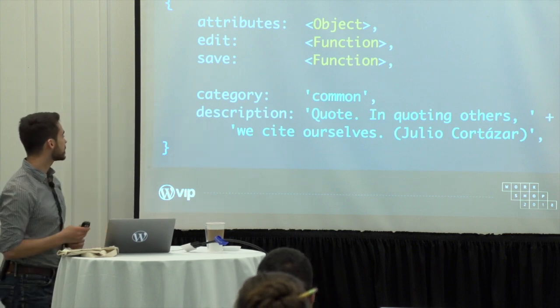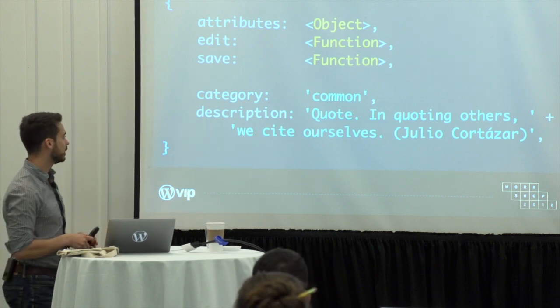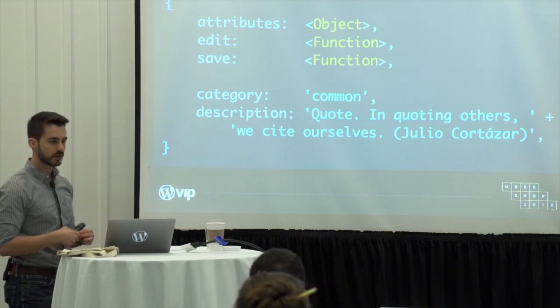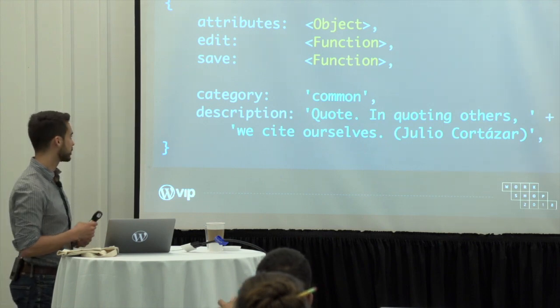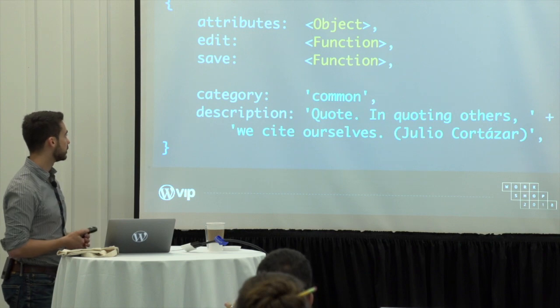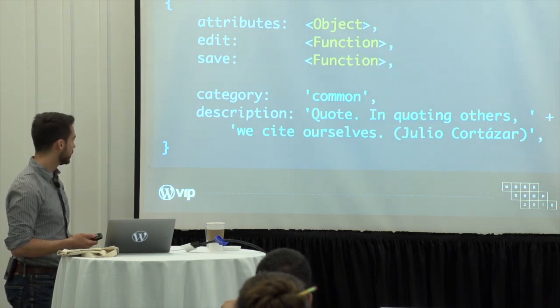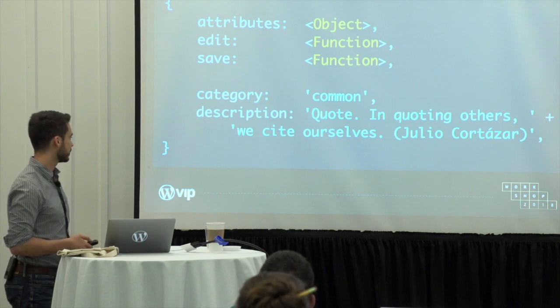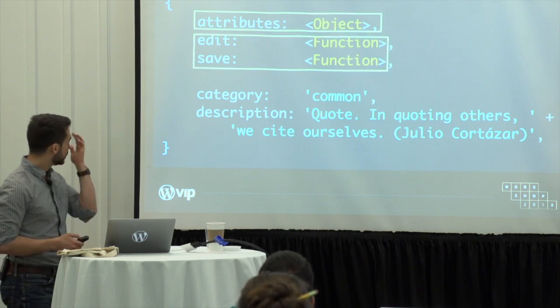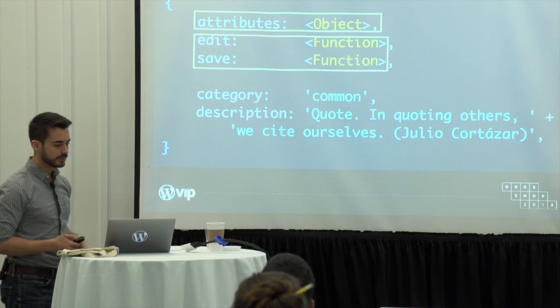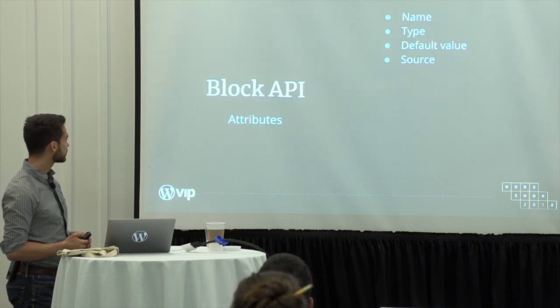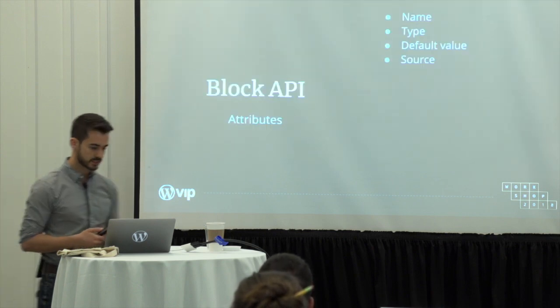In the end, this is more or less what a block settings description looks like. We have the bigger objects that we're going to look at, and then all the rest is just primitives, strings describing my block. So these three are the most interesting ones. We're going to look at attributes first.